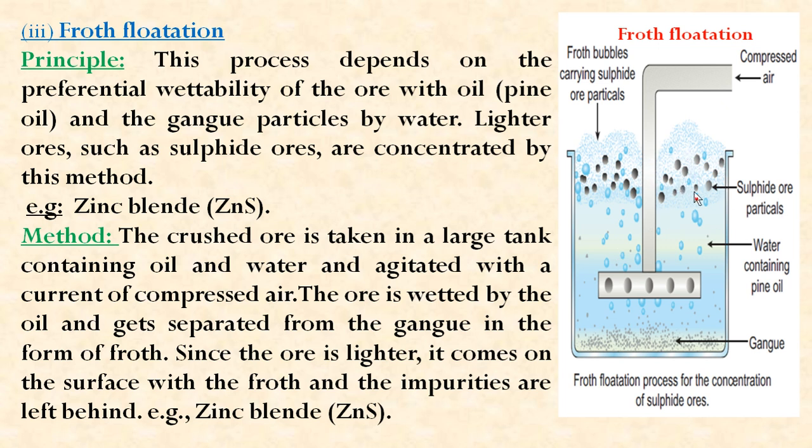So, how to explain: the crushed ore is taken in a large tank containing a mixture of oil and water, and it is agitated with a current of compressed air. Here the ore is wetted by the oil and gets separated from the gangue in the form of a froth. It's a bubble-like structure. The ore is lighter and comes to the surface of the froth, and the impurities are left behind and settle down at the bottom. Here you separate the impurities or gangue from the ore, that is zinc blende.